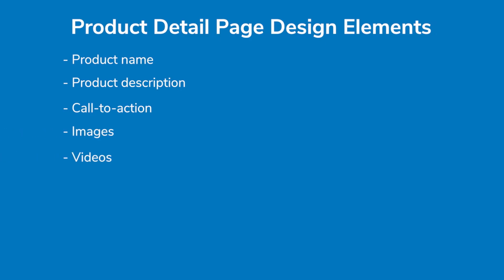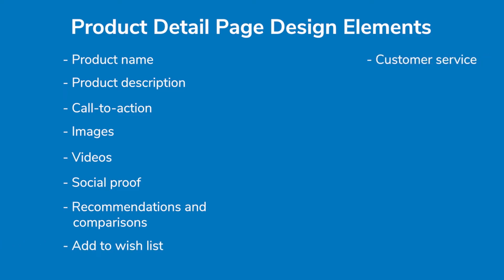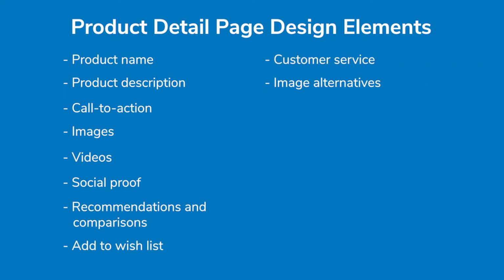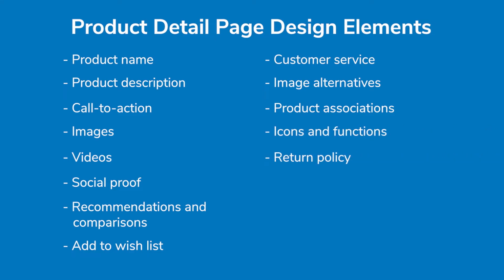To recap, in both part 1 and part 2 of our product detail page series, we covered 16 elements: product name, product description, calls to action, images, videos, social proof, recommendations and comparison, adding to a wish list, customer service, image alternatives, product associations, icons and functions, return policies, guarantees and warranties, shipping details, and price. Now you know all the elements, but how elaborate should your product detail pages be?